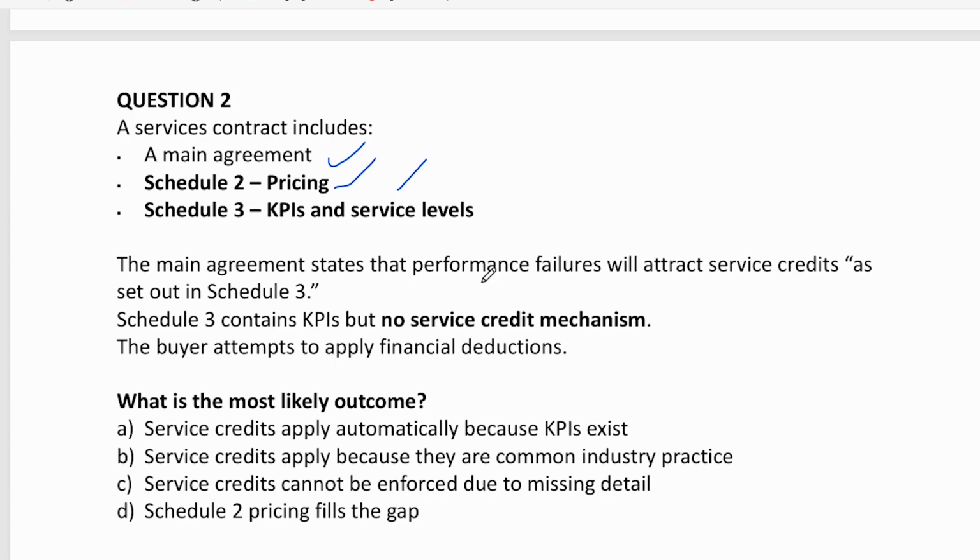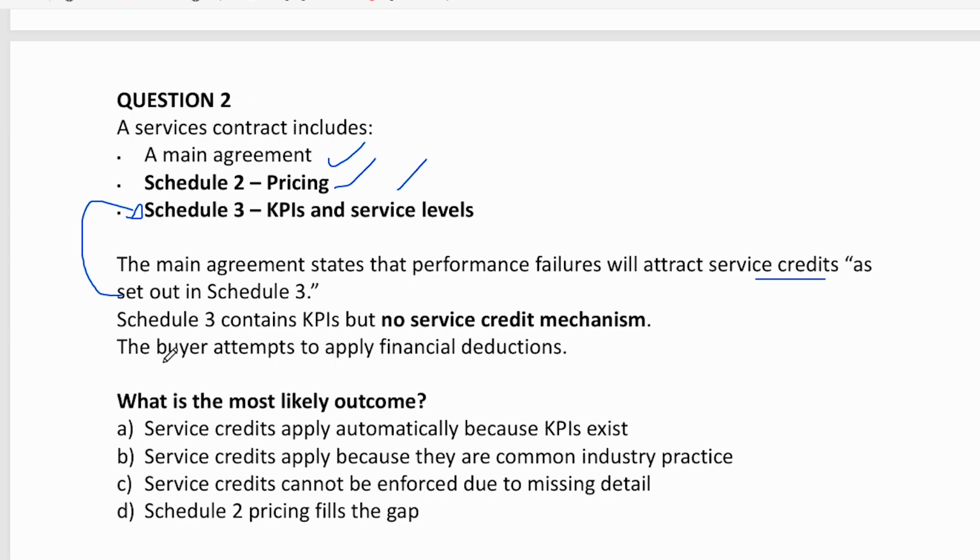Now, the main agreement states that performance failures will attract service credit as set out in Schedule 3. So the assumption is that the service credits are going to be there. First of all, what is a service credit? In this case, it simply means if you fail to perform, then there's an amount of money that is going to be charged. Usually that is pre-agreed. It is not liquidated damages. Don't confuse that. Anyway, service credits are supposed to be in Schedule 3.